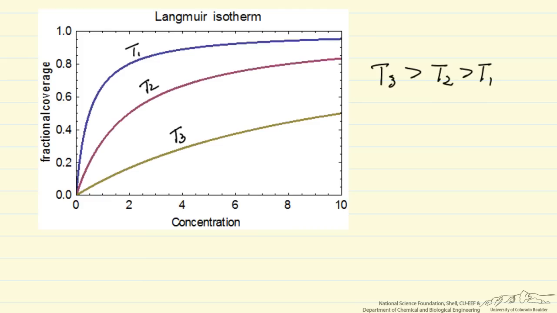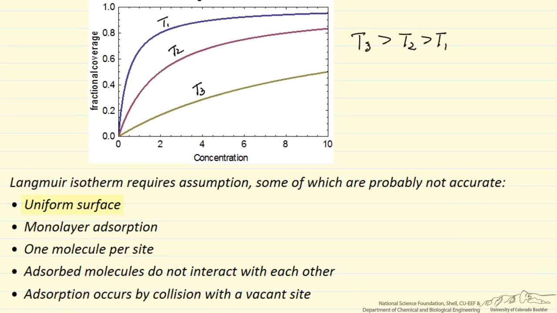Now, the Langmuir isotherm is only an approximation, and it has a number of assumptions, many of which are not going to apply in many situations. So here are the assumptions. One, that the surface is uniform, and this is certainly often not the case. 2, that we have monolayer adsorption, which often is a very good approximation. And then we have 1 molecule per site. This may or may not be good.